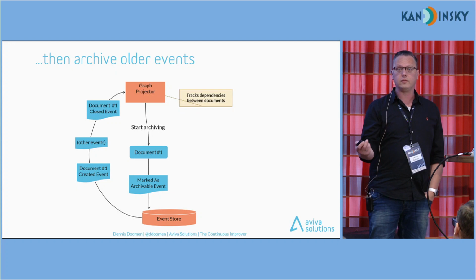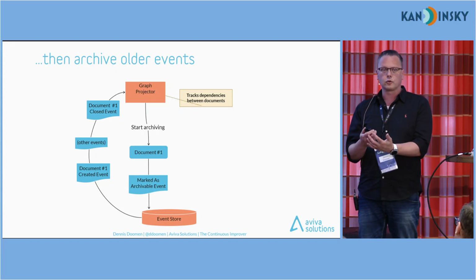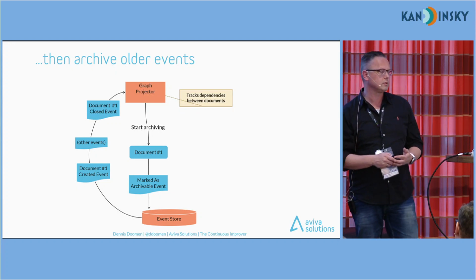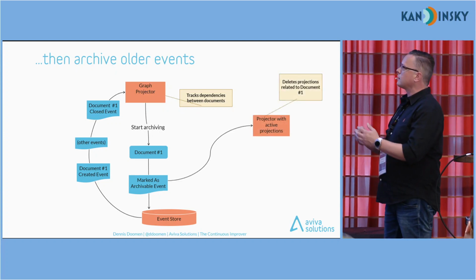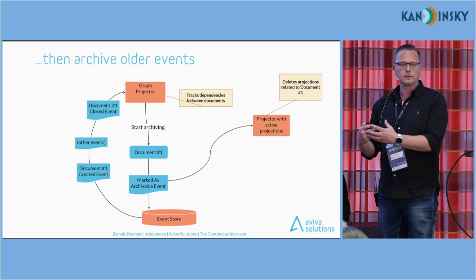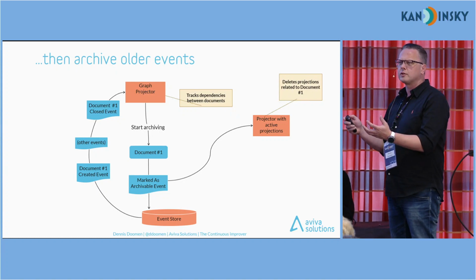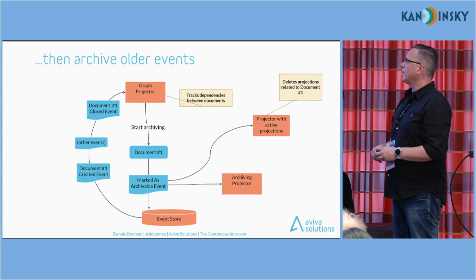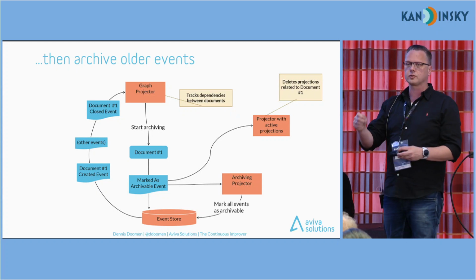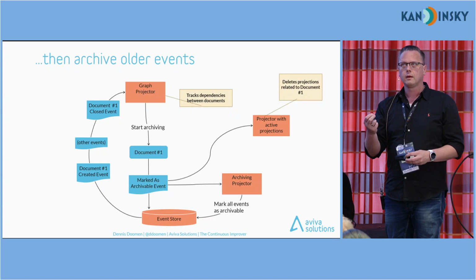Do that in the event store itself. That concept itself is also an action that the system needs to maintain. Then you have a projector with active projections, and that may want to actually clean up some projection there. It's a pretty elaborate solution, but it works. We used to call this tombstoning. And then an archiving projector that actually marks all those events in the event store as archivable.